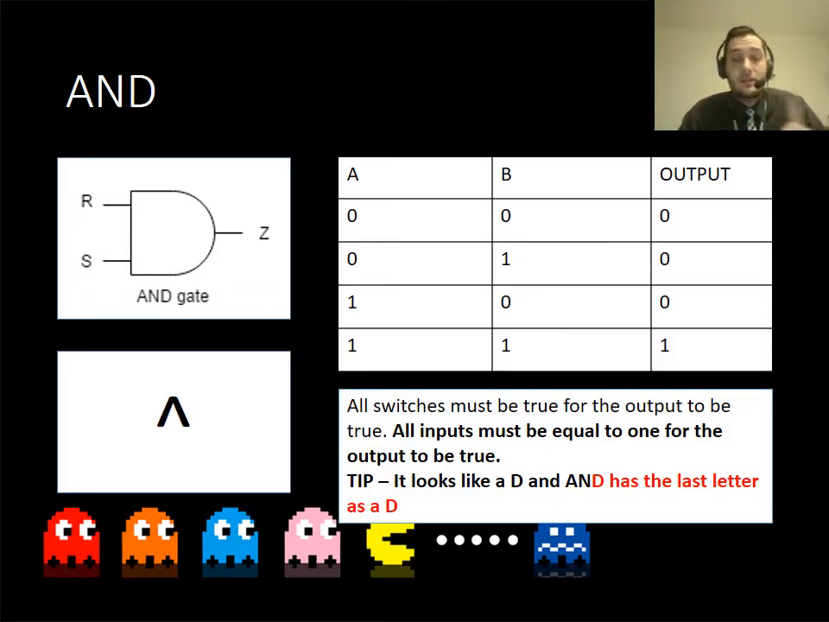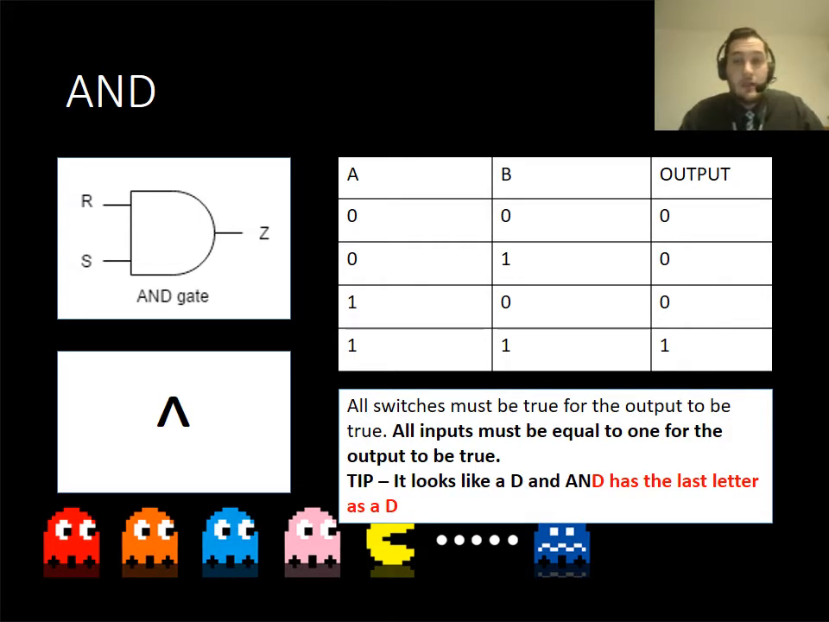Now, just so you have a good idea of how to remember this type of gate, an AND gate needs both the inputs to be true in order for the output to be true, which you can see here. So A is 1 and B is 1. Now, I usually remember this by thinking, well, the gate looks like it has a D on the end of it. So the last letter of AND is a D, which is what this gate looks like.